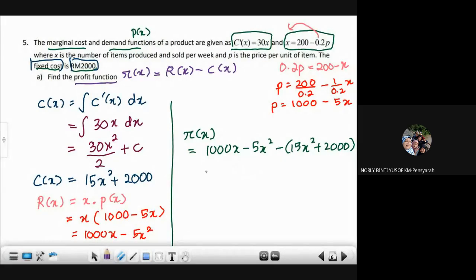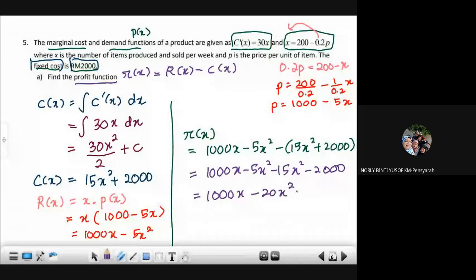Okay, and then this one you simplify, you will get 1000x minus 5x squared minus 15x squared minus 2000. So you will get 1000x minus 20x squared minus 2000. So that will be your profit function. If you do not want to arrange in the order of quadratic, higher order first is also fine. Okay, so that is for A, the profit function.